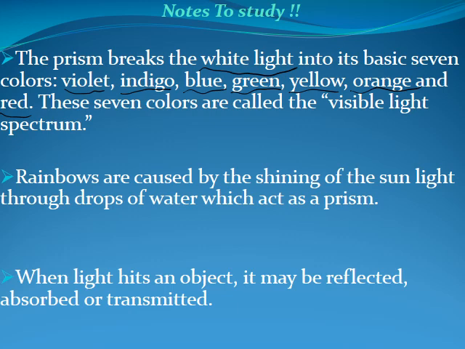How are rainbows formed? Rainbows are mainly caused by the shining of sunlight through drops of water. In this case, the drops of water act as a prism. They break the white light from the sun into its 7 basic colors: violet, indigo, blue, green, yellow, orange, and red. When light hits an object, it may be reflected, absorbed, or transmitted. Reflected means that it bounces back; transmitted means it can pass through.